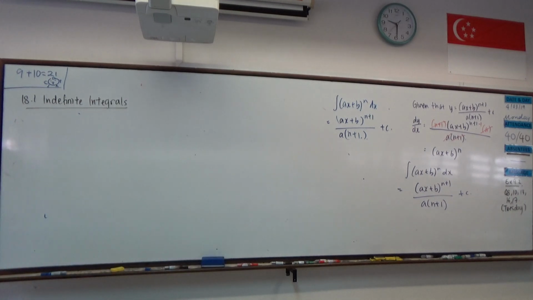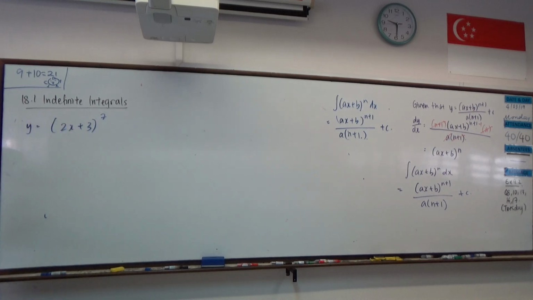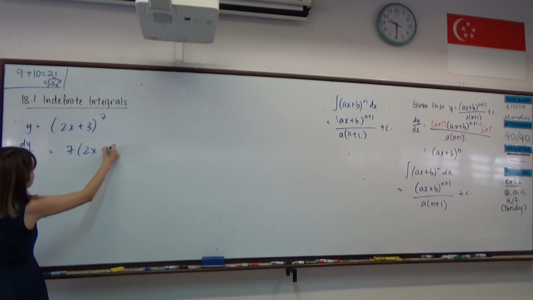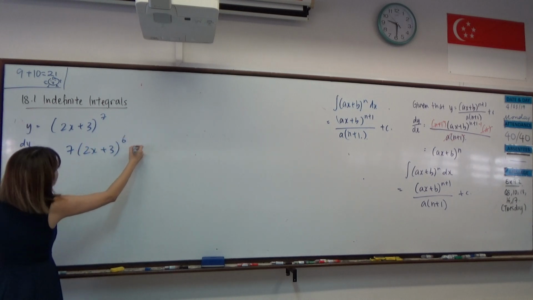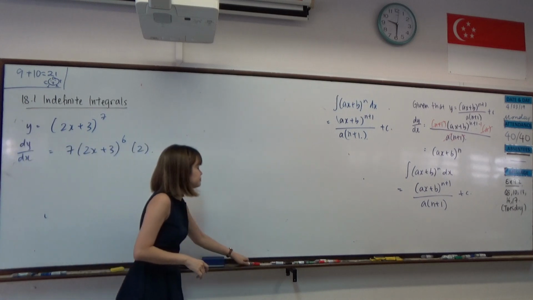Okay, so for example, if I were to have (2x + 3)^7, I know that if I want to differentiate this, I am going to get 7(2x + 3)^6. Then after that, differentiating the inside gives me 2. So I just leave it as this first. I don't want to simplify at this point.